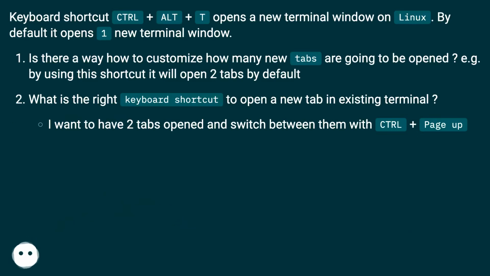Is there a way to customize how many new tabs are going to be opened? For example, by using this shortcut it will open 2 tabs by default. What is the right keyboard shortcut to open a new tab in an existing terminal? I want to have 2 tabs opened and switch between them with Ctrl+Page Up.